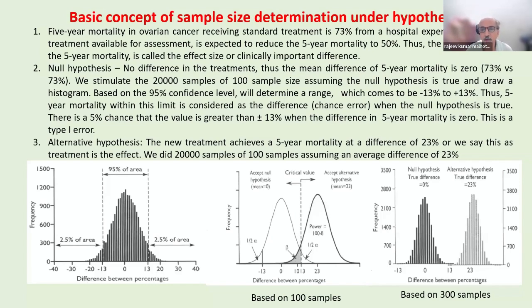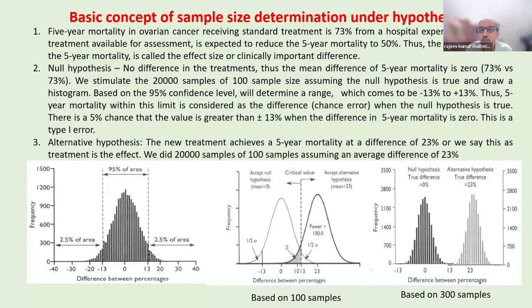If you want to prove that there is a difference, then your null hypothesis is that there is no difference. If you find out in an RCT that my new treatment is non-inferior to the standard treatment, in that case the null hypothesis is that it is inferior. Vice versa, if I want to say superiority, the null hypothesis is not superior. So the alternative hypothesis you decide first, and the null hypothesis is the reverse of that. So the null hypothesis here is no difference in the treatment.